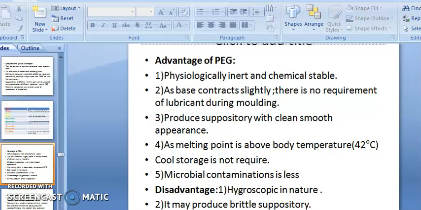Then the disadvantage of polyethylene glycol: it is hygroscopic in nature, and it may produce brittle suppositories.